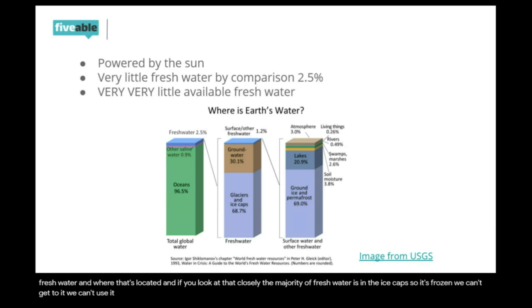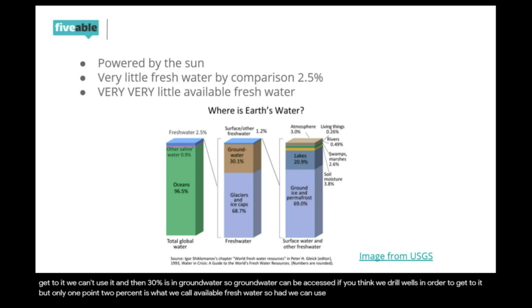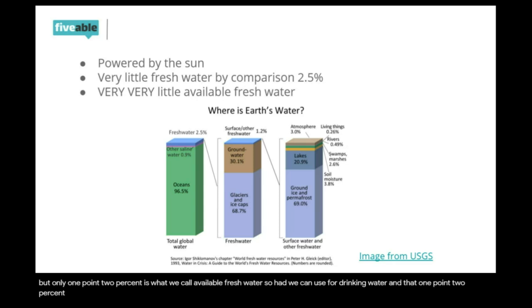We can't use it. And then 30% is in groundwater. Groundwater can be accessed if we drill wells in order to get to it. But only 1.2% is what we call available fresh water. So that is water that we can use for drinking water. And that 1.2% is just a tiny amount when you consider that that's what we need to use for drinking.